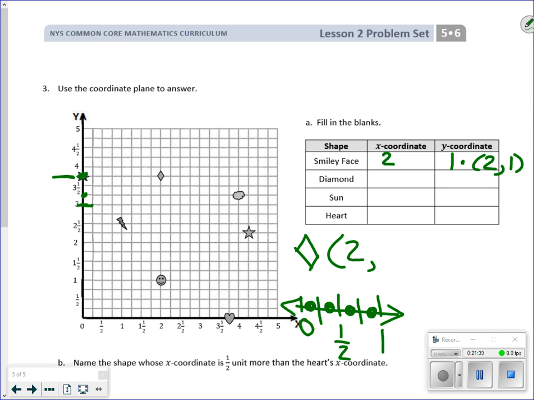Fractional parts. We did this just yesterday. Between 0 and 1/2 is what? Between 0 and 1/2 is not 2. Between 0 and 1/2 is 1/4. This is 1/4. This is 2/4. This is 3/4. This is 4/4.